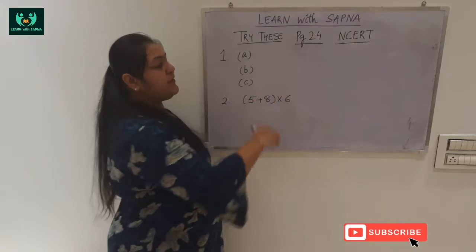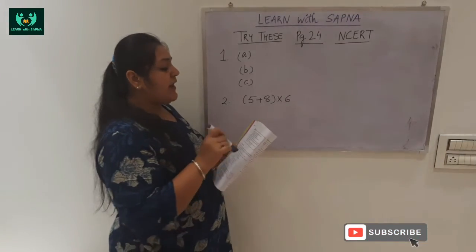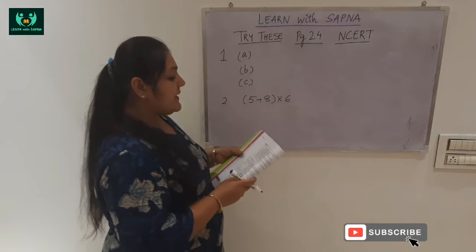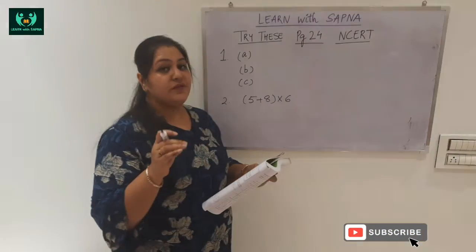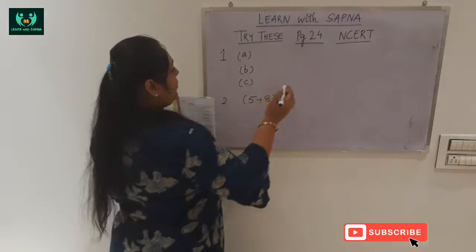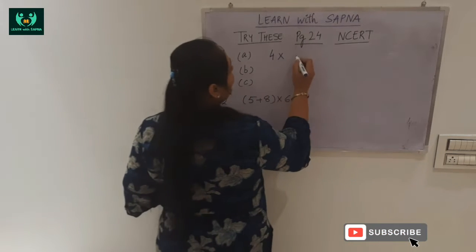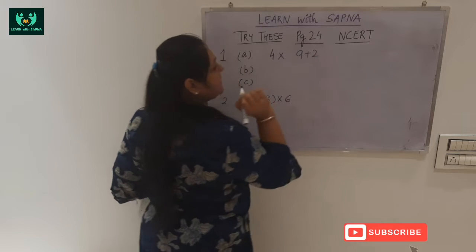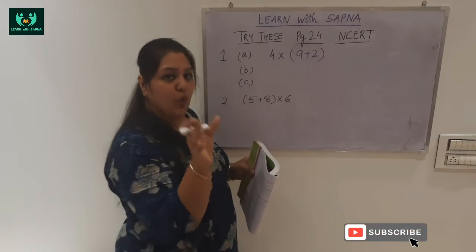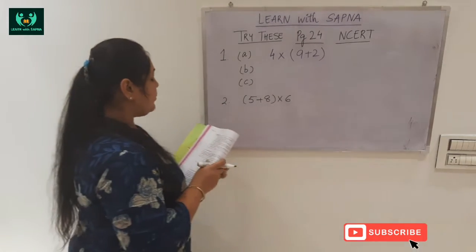Let's come to page number 24 for try these exercises. Now I'll leave the book because we have to read the statements. It says we have to write the expression using brackets for the following statements. Now the first one says 4 multiplied by the sum of 9 and 2. Carefully read the statement, you will get it naturally. Okay, 4 multiplied by the sum of 9 and 2. What is the sum of 9 and 2? 9 plus 2. Now we put a bracket because we have to multiply it by 4 the whole. So 4 multiplied by the sum of 9 and 2. Let's come to the next one.